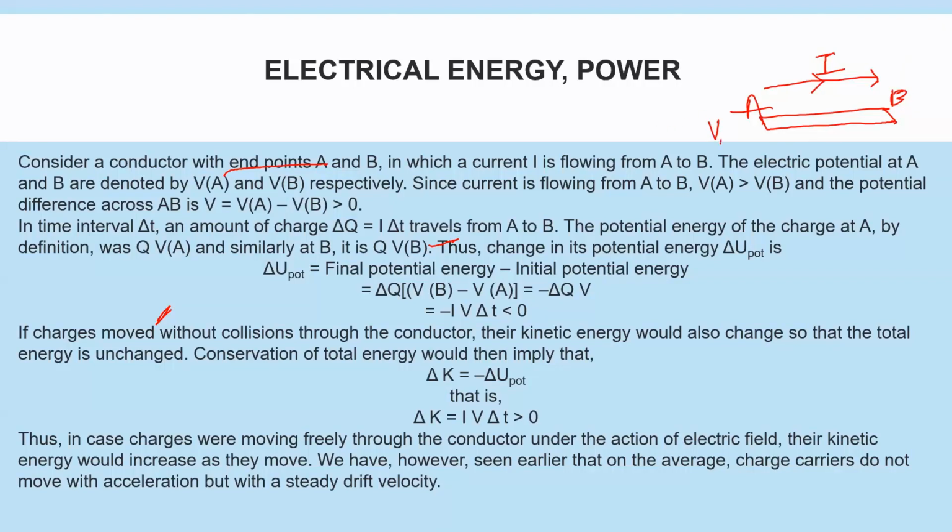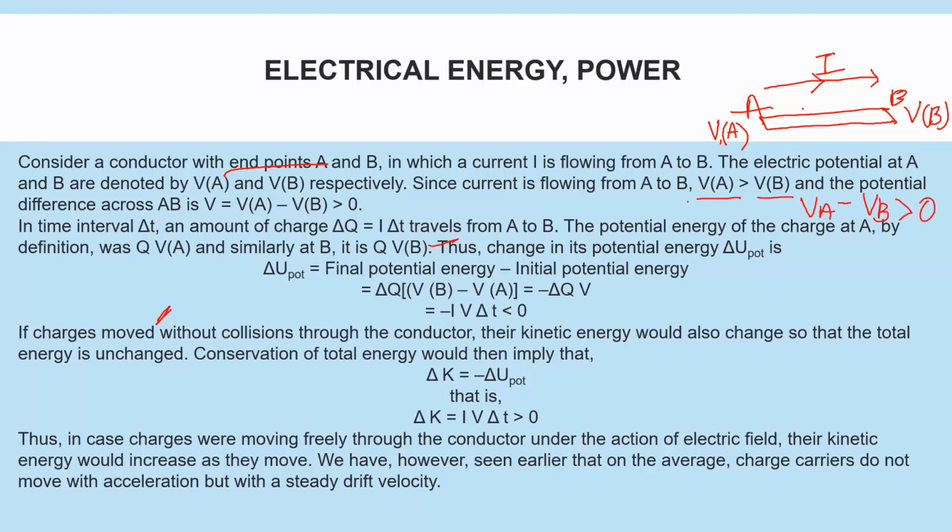Okay, so this is going to be VA, and this is going to be VB. Now since we are seeing that the current is flowing from A to B, the potential at A is going to be more than the potential at B. Hence the potential difference between the two endpoints, we can give it as VA minus VB, which is going to be more than 0.